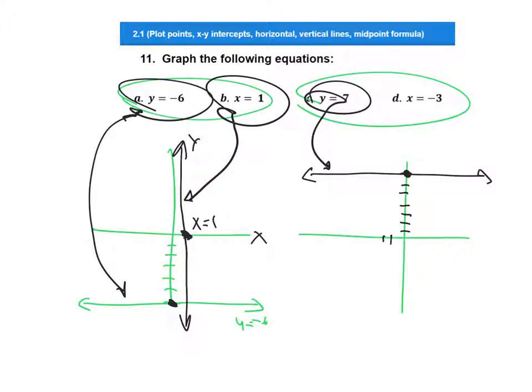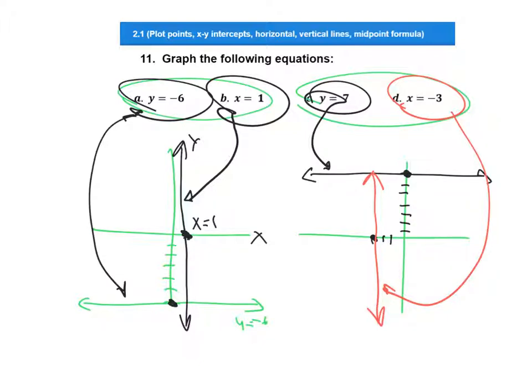X equal negative 3 is a vertical line at x equal negative 3. So with the horizontal and vertical lines, you really just are looking at what letter do I see? For instance, on 11 part A, what letter do I see? I see Y. Well, I know that I've got to cross through the Y-axis, so I know it's going to be horizontal.